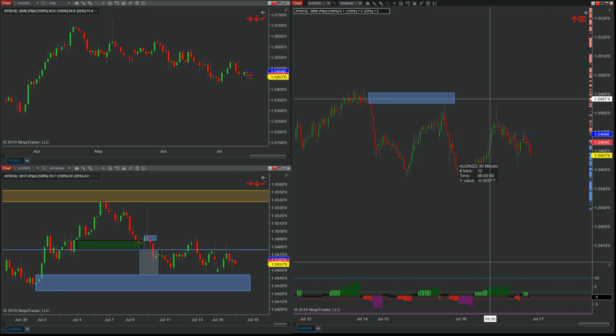Again, not the easiest entry because we missed it by just a very, very tiny bit. I think the high was 83 and the start of the zone was 85. Probably not the easiest one to snag. Most likely you missed this one.